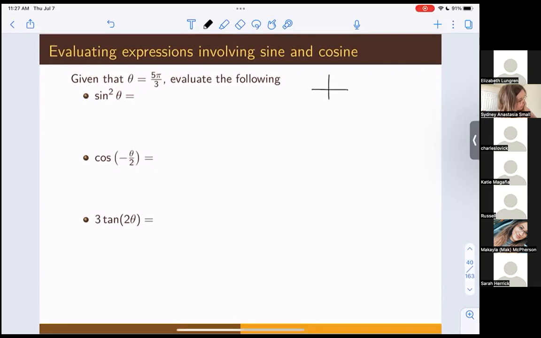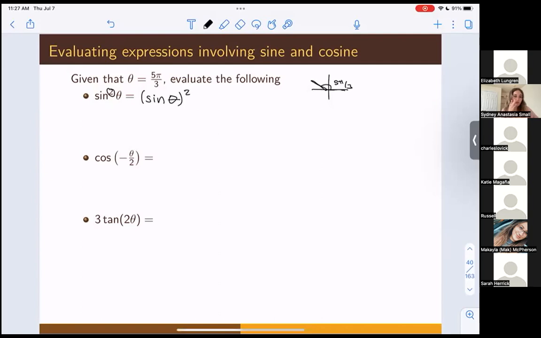It is in the second quadrant. 5 pi thirds is about right here. It's a nice angle. Okay, so let's first start by evaluating sine squared of theta. That's how you read this. You call it sine squared. However, when we have this little 2 up here, that is just notation. All this is saying is to find the sine of theta and then square it.